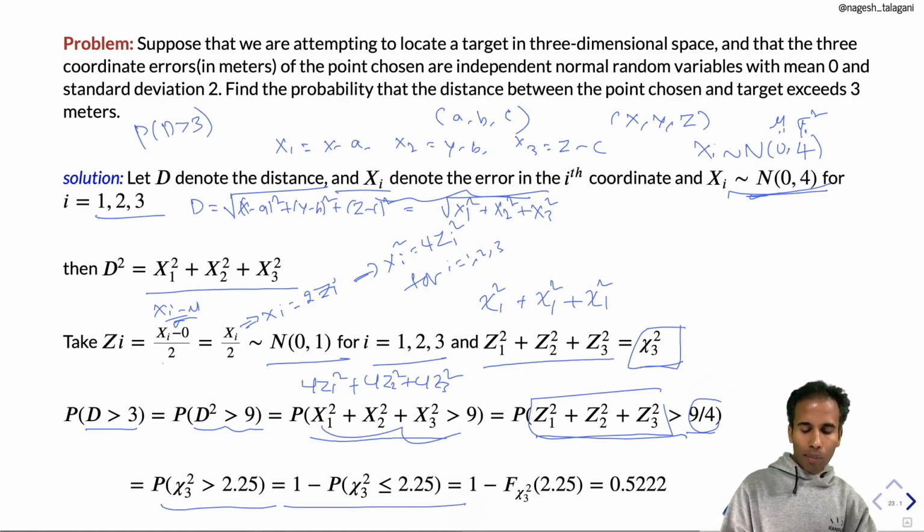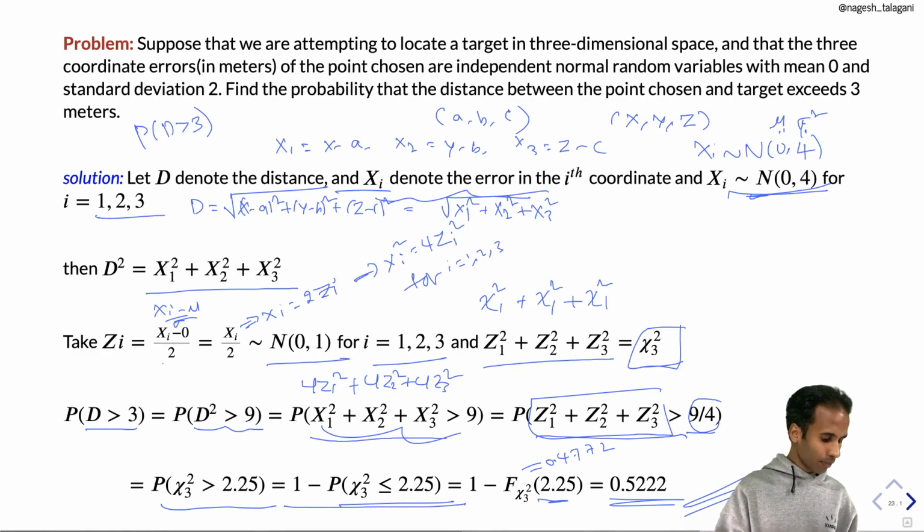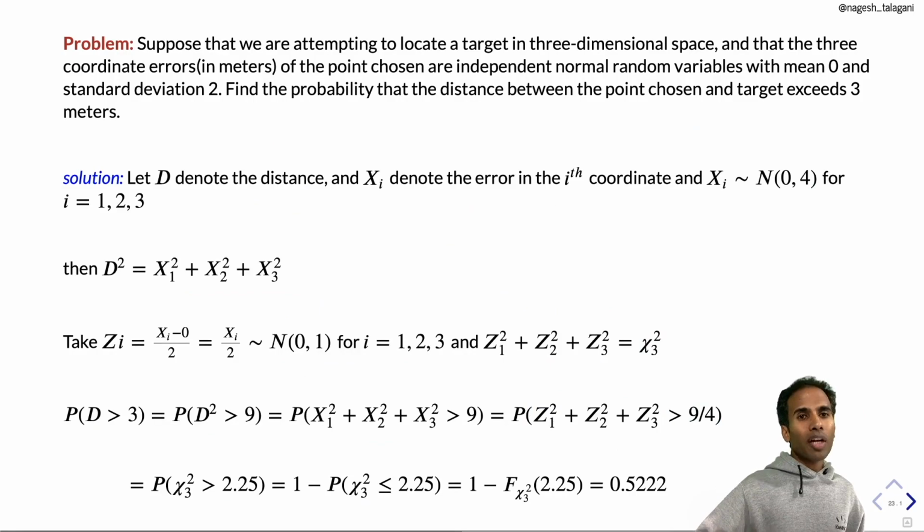This we can write as 1 minus the probability of chi-square 3 less than or equal to 2.25. This is nothing but the CDF value of chi-square 3 at 2.25. Using software we can get this as 0.4772. So 1 minus 0.4772 is going to be 0.5228. Okay, so this is the answer. This is the probability that the distance between the point chosen and the target exceeds 3 meters. Okay, fine. Let me stop now. Thank you.